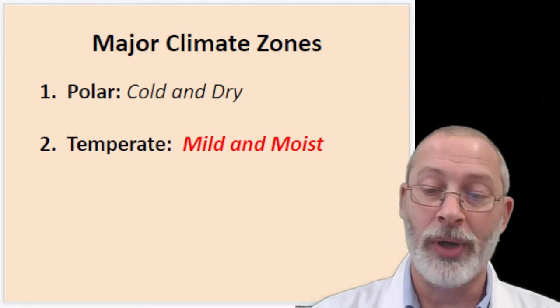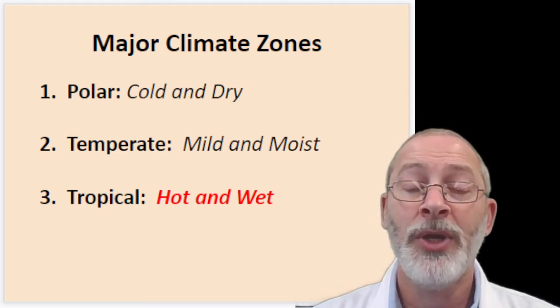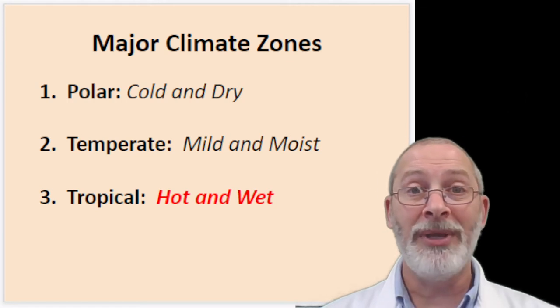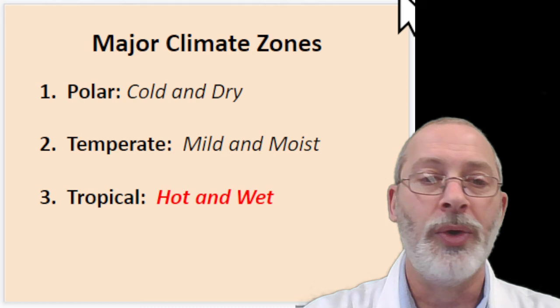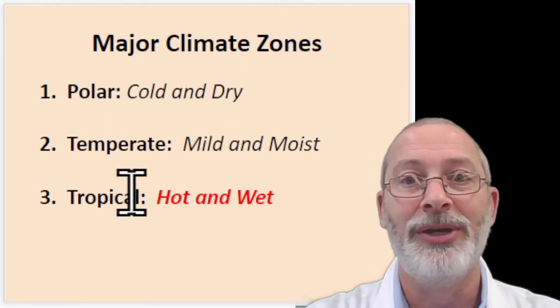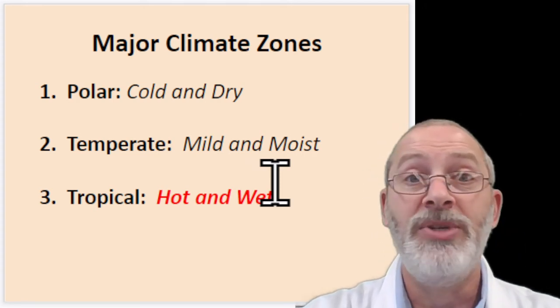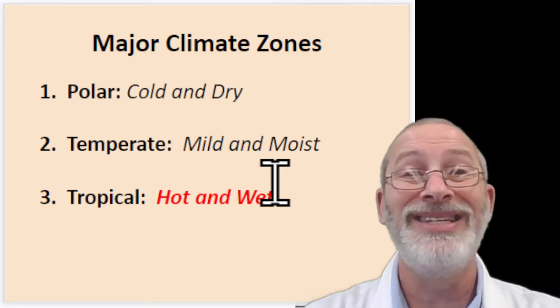Mild and moist. And that brings us to the tropical climate zone, which is hot and wet year round. Now, remember, climate is the weather over a long period of time. So, in the polar regions, it's cold and dry throughout the year, temperate, mild and moist throughout the year. That doesn't mean we don't have fluctuations or changes in daily weather.